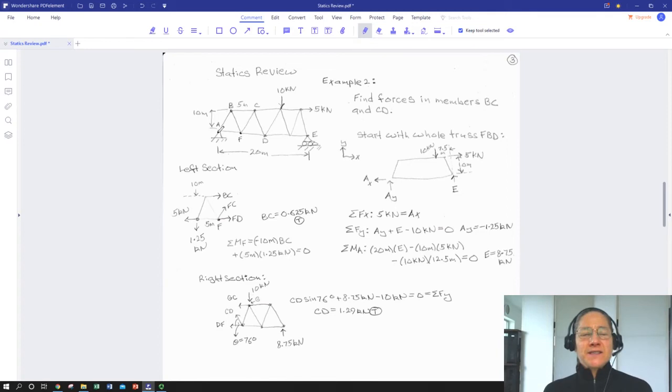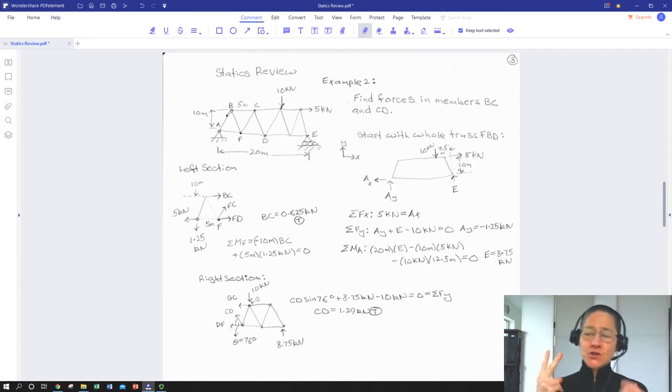So each of these members is a two-force member, so we can represent the forces in the member as simply compression or tension being directed in the direction that the member itself is pointing. So the geometry of the truss actually gives the geometry of the forces of all of the members in the truss.